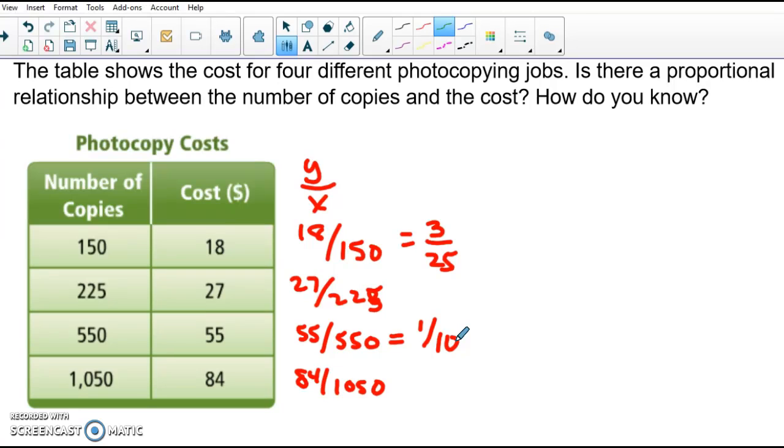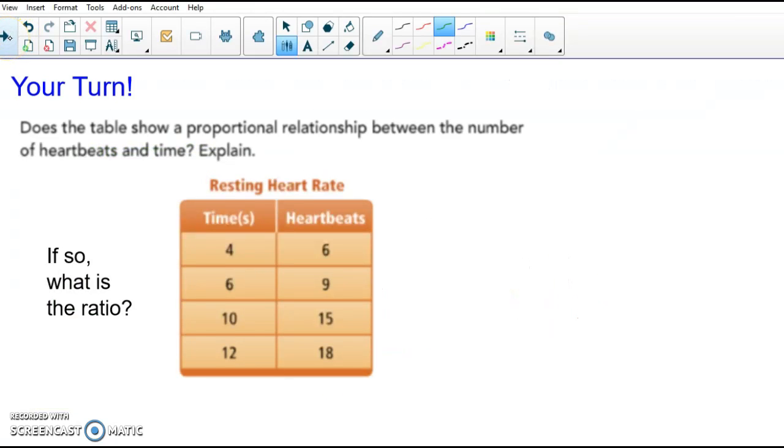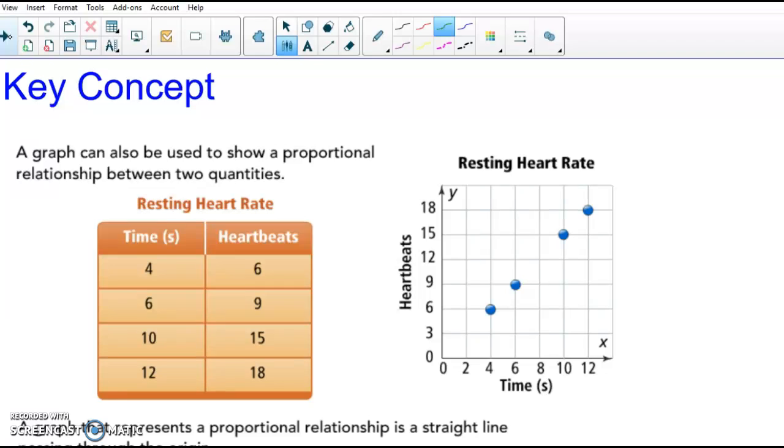So right off the bat, I know that this is not proportional because my cost is not a constant multiple of my number of copies. So definitely not proportional in this case. We're going to skip that because I think you've got it.